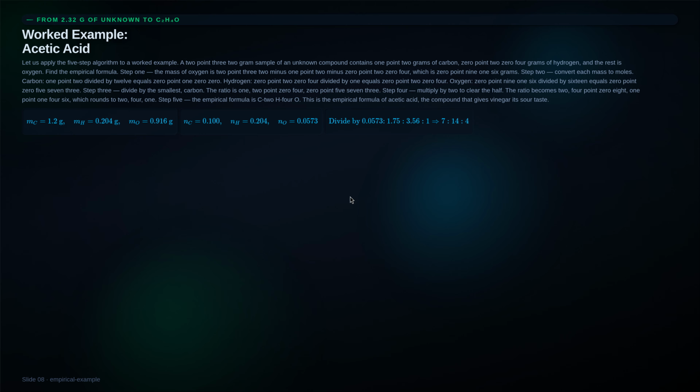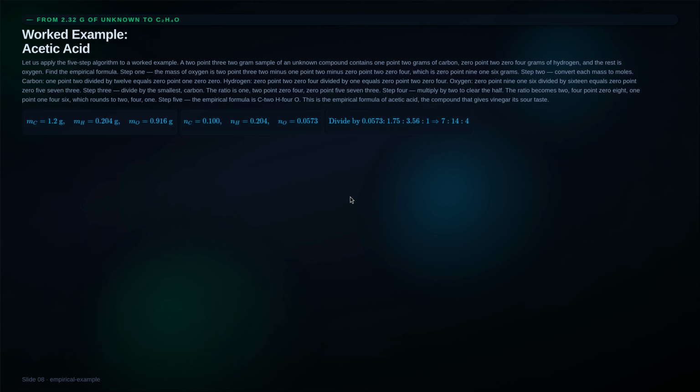Step 1. Mass of oxygen. Total minus carbon minus hydrogen gives 0.916 grams of oxygen. Step 2. Convert each mass to moles. Carbon, 1.2 divided by 12 equals 0.100 moles. Hydrogen, 0.204 divided by 1 equals 0.204 moles. Oxygen, 0.916 divided by 16 equals 0.0573 moles. Step 3. Divide by the smallest, which is carbon.